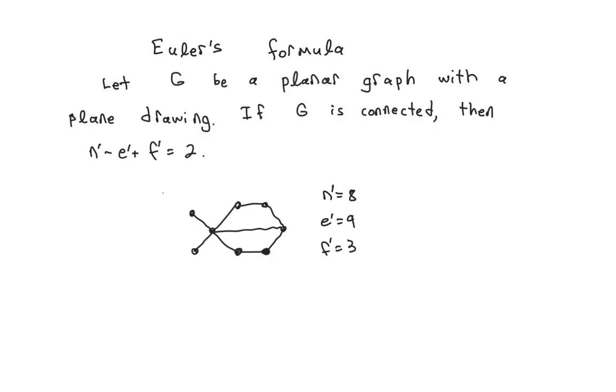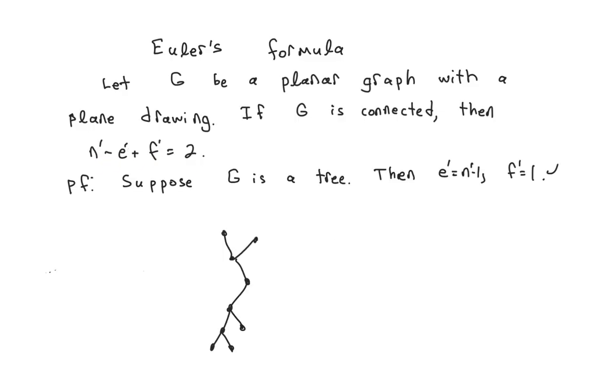So in particular, the number of faces of a plane drawing of a planar graph is always the same regardless of the actual drawing. And so for example, for our graph we've been looking at, there are 8 vertices, 9 edges, and 3 faces. And if you do the calculation, you should get 2. So let's prove Euler's formula using induction on the number of edges.